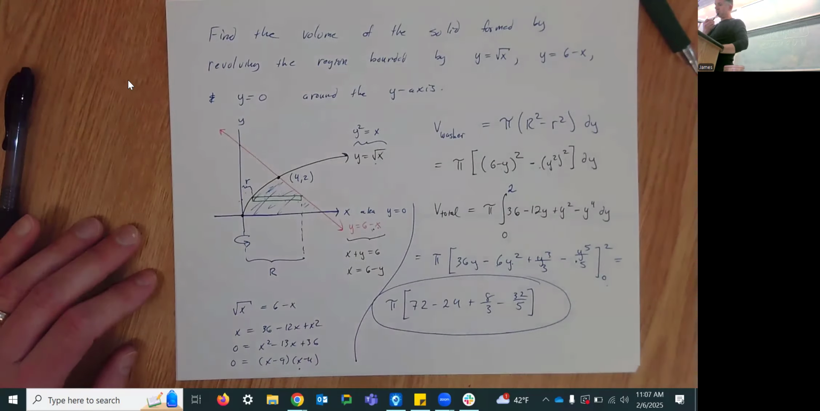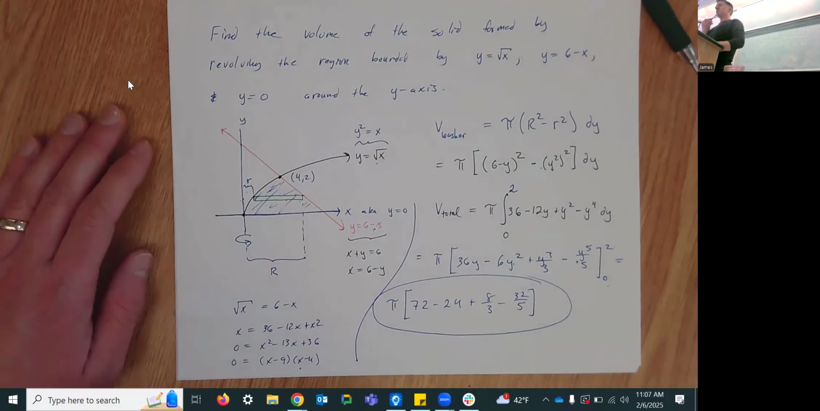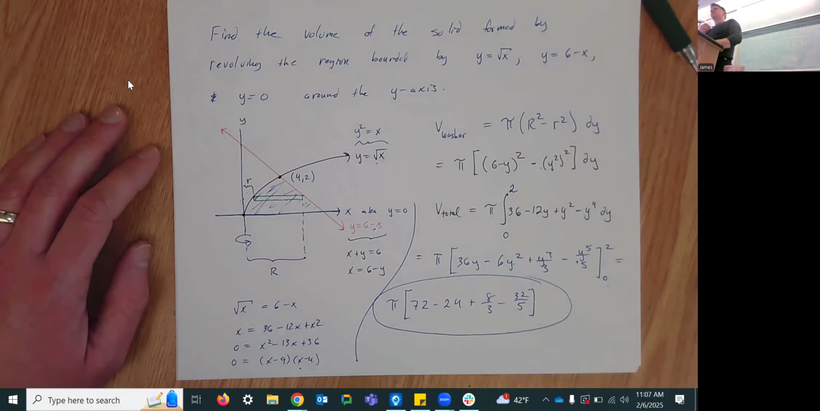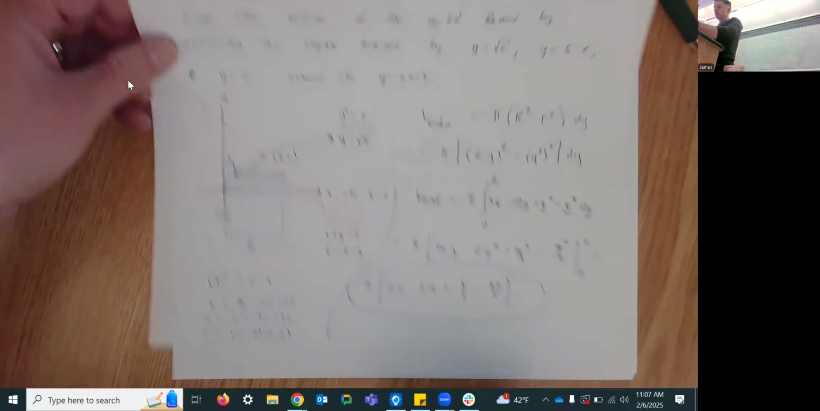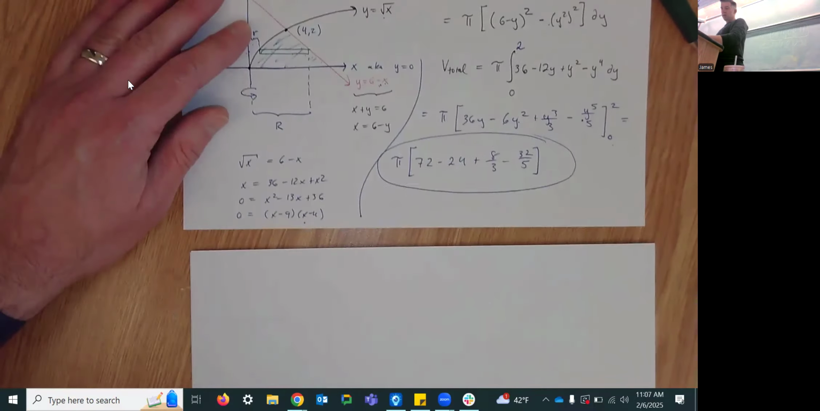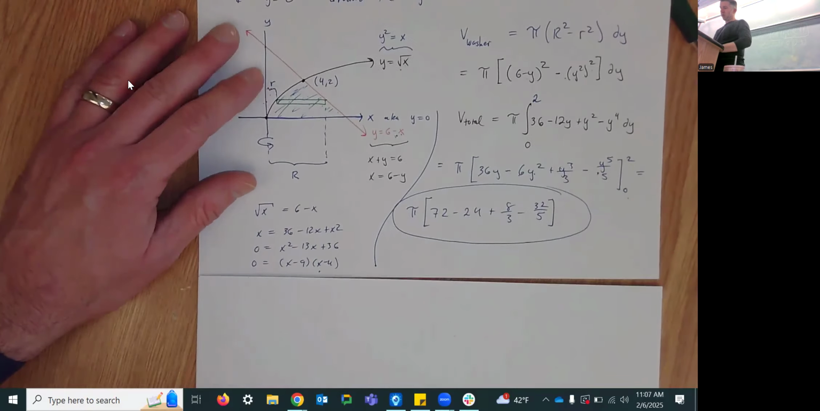Cool. Should we do the other way? Yes, we should. Okay, so we'll go around the x-axis and then we'll see what we want to do. So going around the x-axis.